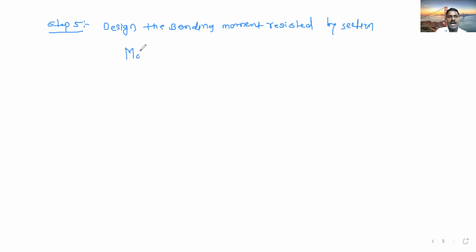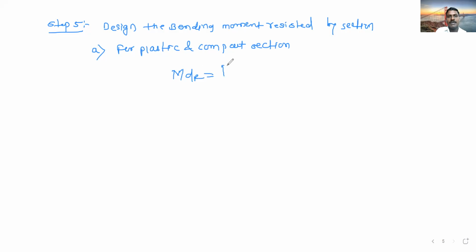So that is MDR. So MDR we have to calculate. Now this MDR we have to calculate for the sections as per classification, that is, for plastic and compact section. The classification we have seen in step number 3. So if the section is plastic or compact, at that time MDR we have to calculate.